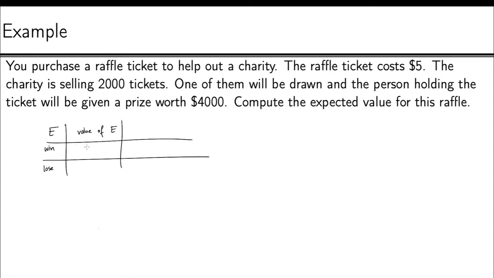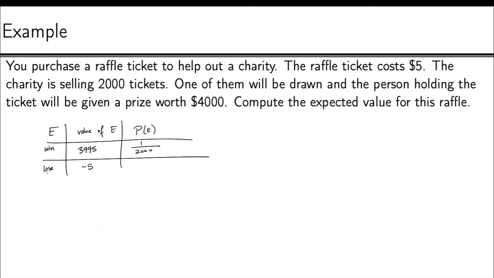So if you win the raffle, then, well, you paid $5, but you got a prize worth $4,000. So you came out $3,995 on top if you win. If you lose, you come out $5 in the hole. And then over here, we talk about the probability. The probability of winning: there are 2,000 tickets that were sold and you purchased one of them. So the chances of you winning is 1 out of 2,000.